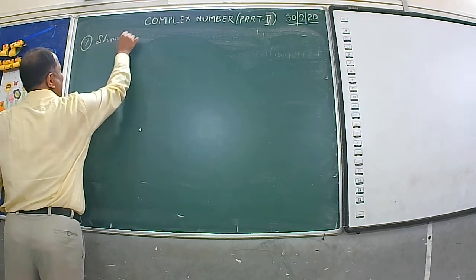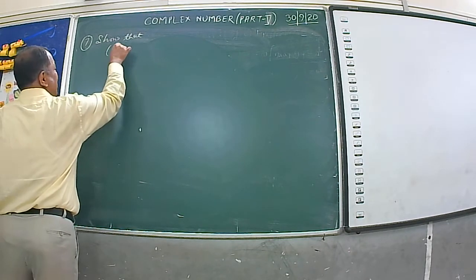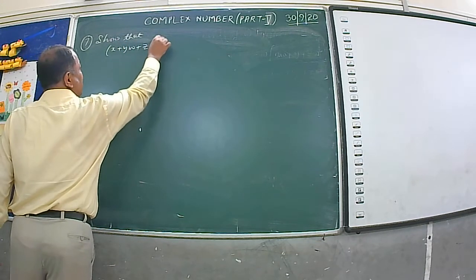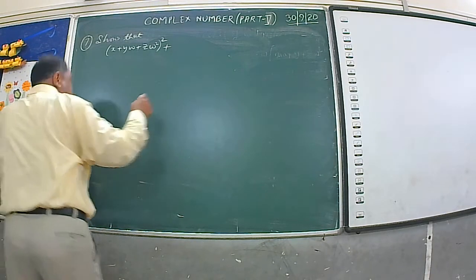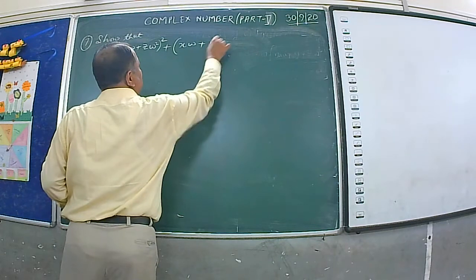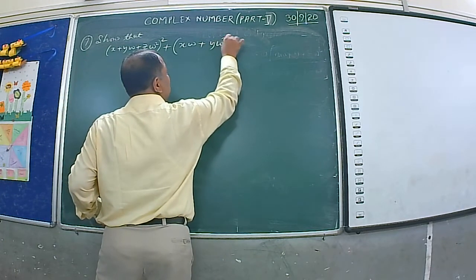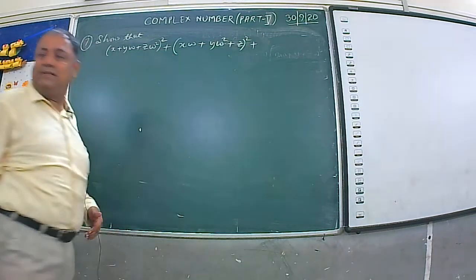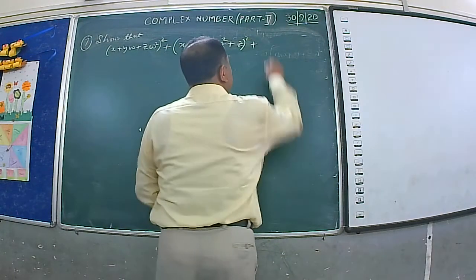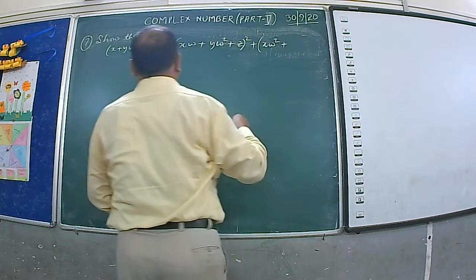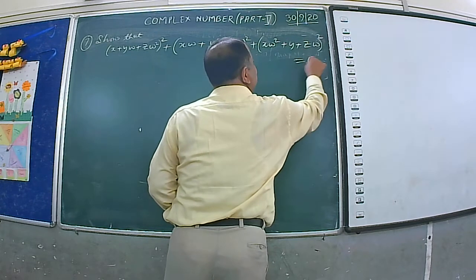Show that x plus y omega plus z omega square whole square plus x omega plus y omega square plus z whole square plus x omega square plus y plus z omega whole square is equal to 0.